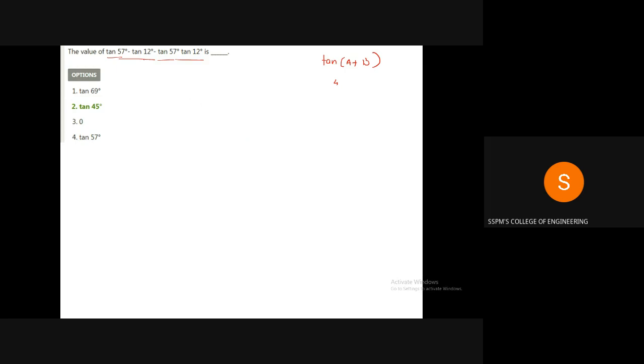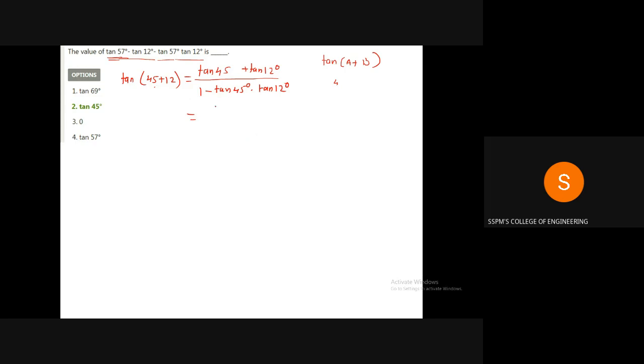So see, what is the expansion of tangent of 45 plus 12? Instead of writing 57, we wrote it as 45 plus 12. Tangent of 45 plus 12 is tan 45 plus tan 12 degree divided by 1 minus tan 45 into tan 12 degree.